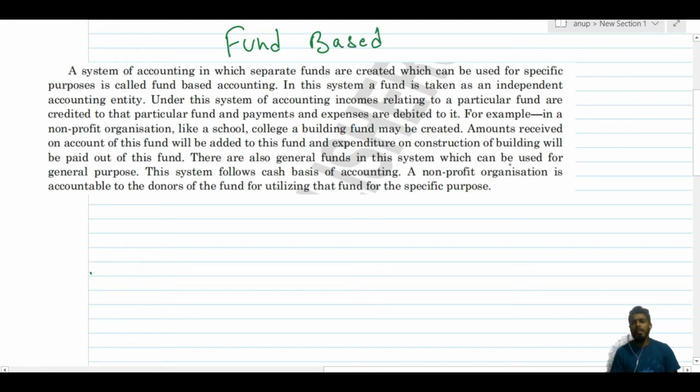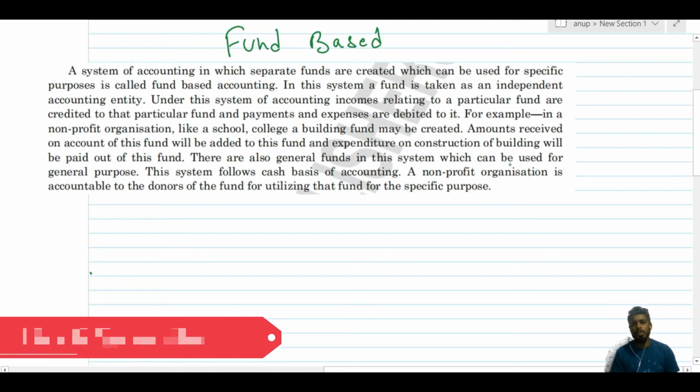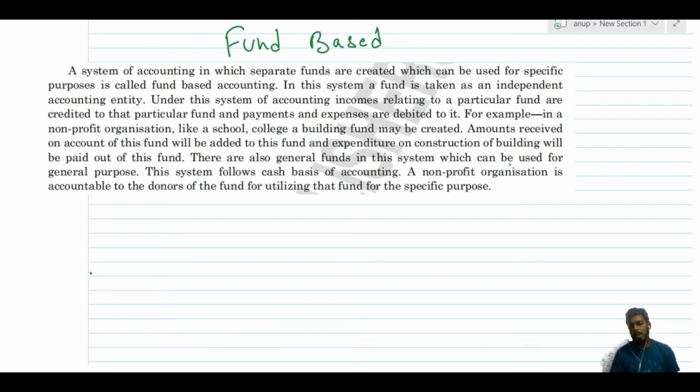Normally, we have a capital fund, which is generally there like other capitals. However, capital fund is different from capital in other businesses for an NPO. In fund-based accounting, a separate fund is created, which is used for a specific purpose, and that is why it is known as fund-based accounting.